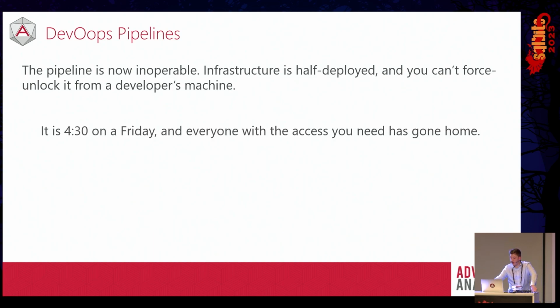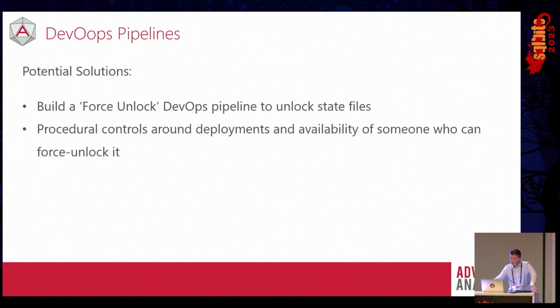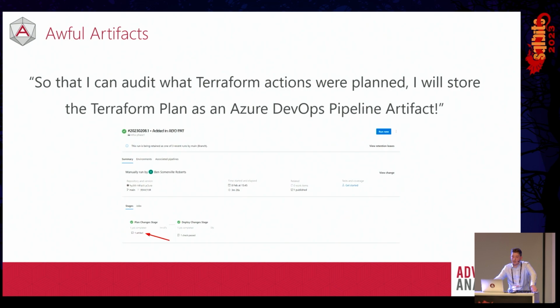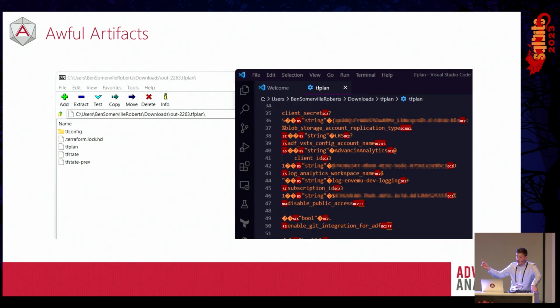It's 4:30 on a Friday, and everyone's gone home. So what I'd do is just build a force unlock pipeline or build some procedural controls. Very quickly, awful artifacts. Don't stick artifacts of the Terraform plan in because they contain the credentials. I can go further into that one, but basically don't store the plan.